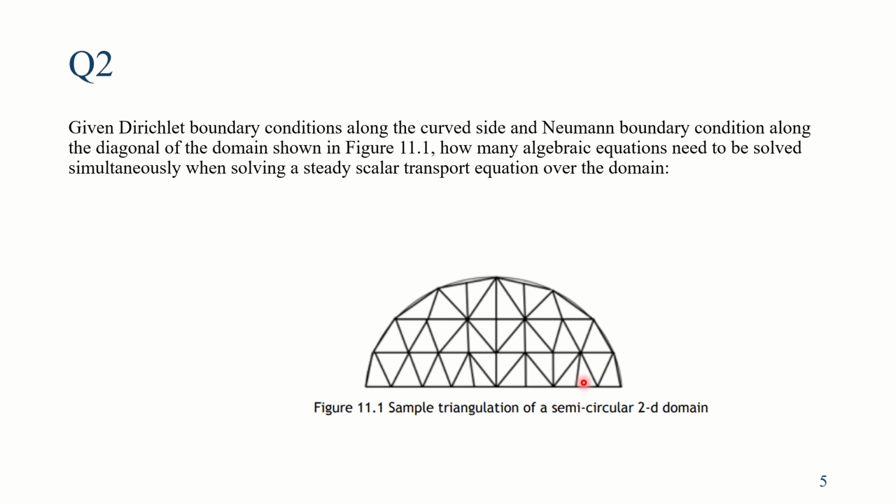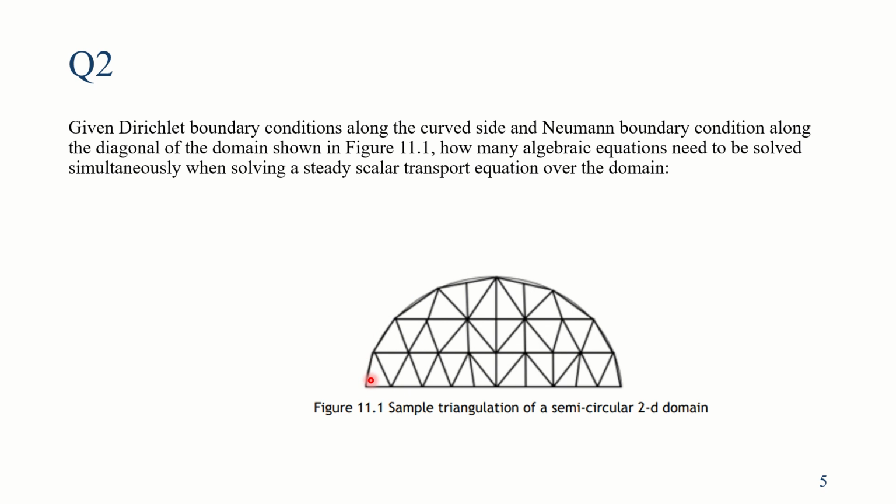So we all know that it is an unstructured mesh, so we cannot go with the finite difference approach. We need to go with the finite volume method. So in the finite volume method, we write the governing equations at each cell. So we do it for each cell. So in order to identify how many algebraic equations we need to be solving, we need to first count how many cells are there.